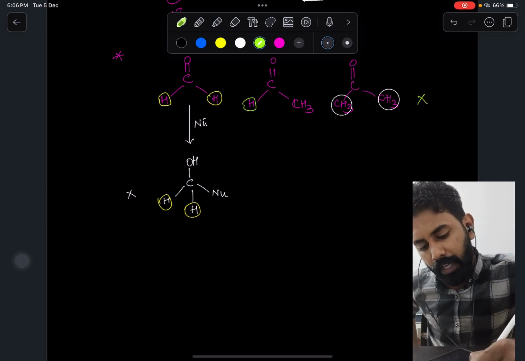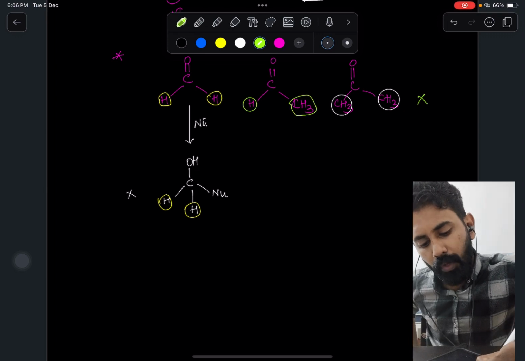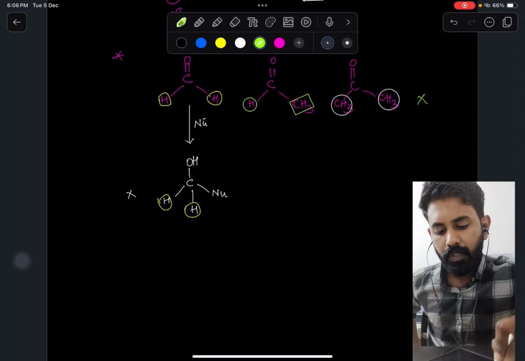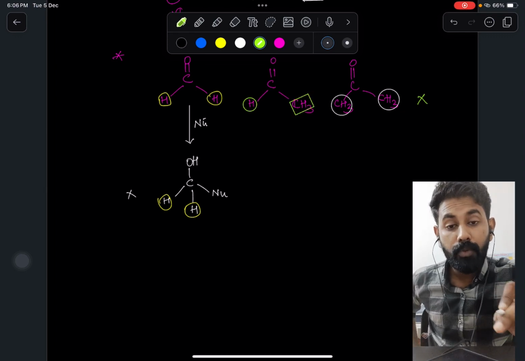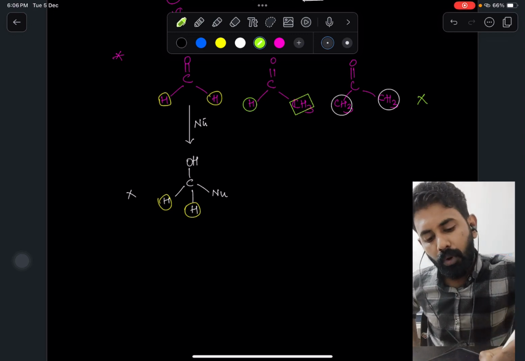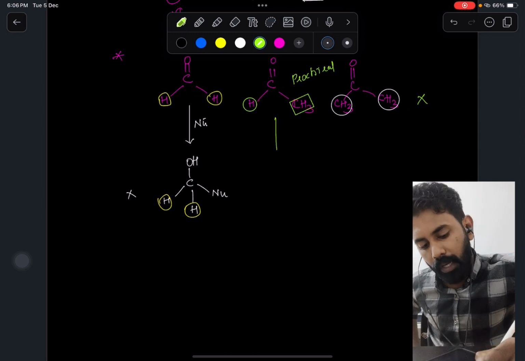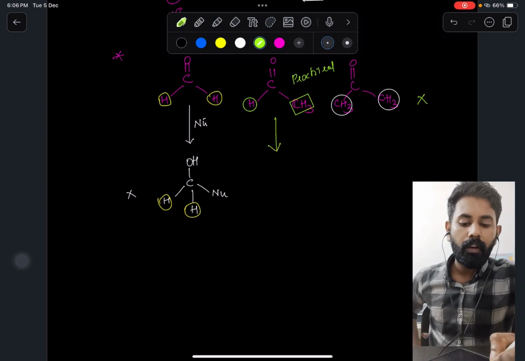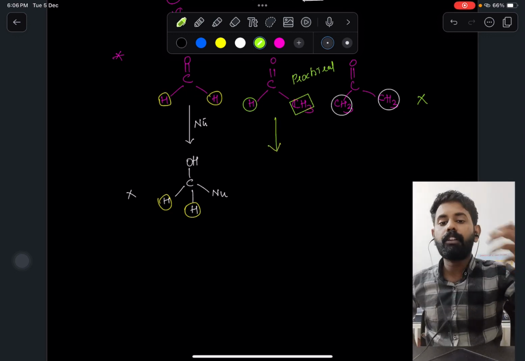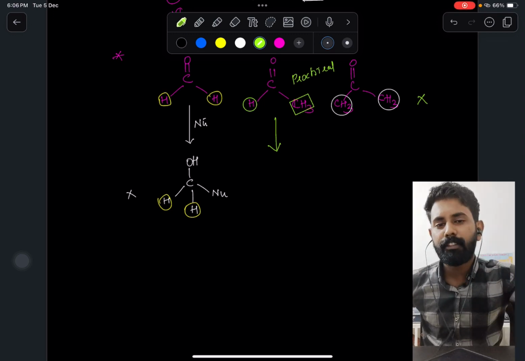But in the case of the second one, there are different groups attached to the carbon. So this compound can be called a prochiral compound. So this will result in the formation of a chiral product, and thereby enantiomers will be the product.